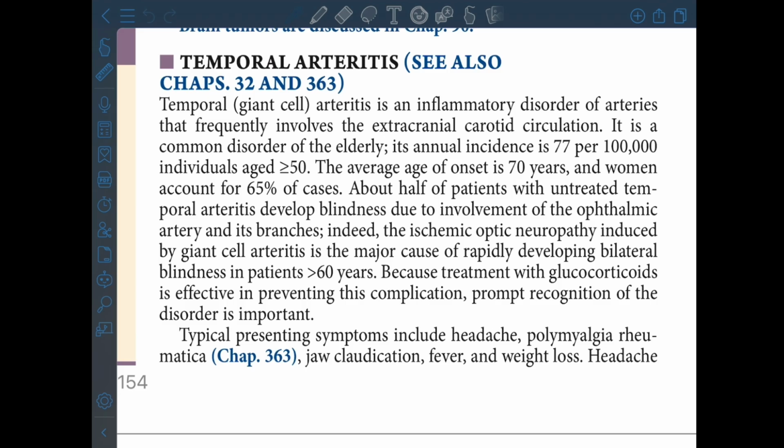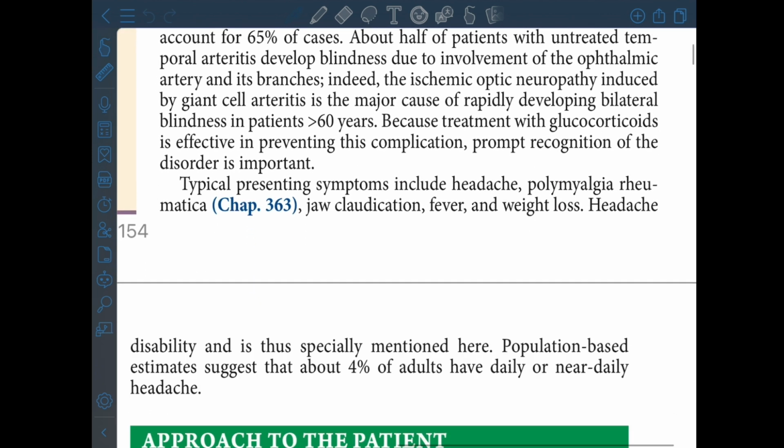About half of patients with untreated temporal arteritis develop blindness due to the involvement of the ophthalmic artery and its branches. Indeed, the ischemic optic neuropathy induced by giant cell arteritis is a major cause of rapidly developing bilateral blindness in patients more than 60 years. Because treatment with glucocorticoids is effective in preventing this complication, prompt recognition of the disorder is important.